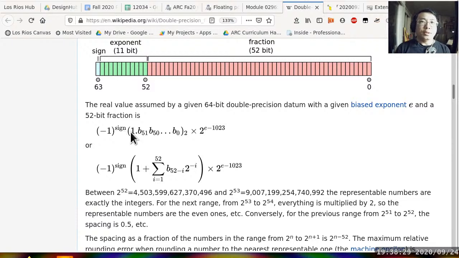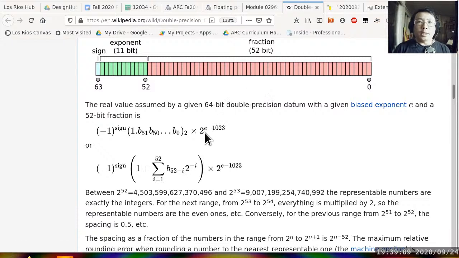Okay, so now we move on to the rest. In one form, it says 1 point, B51, B50, blah, blah, blah, all the way down to B0. What this means is you take these 51 zeros and ones and paste them to the right-hand side of the point. That would be the mantissa. In other words, the 1 point is always there. This 1, which is to the left of the binary point, is always there. It is not explicitly represented as one of the 64 bits of a double.